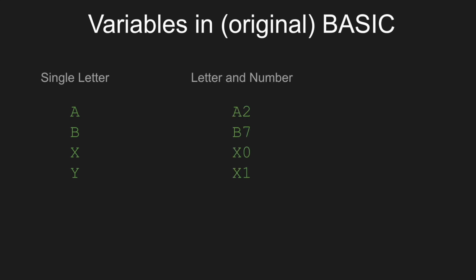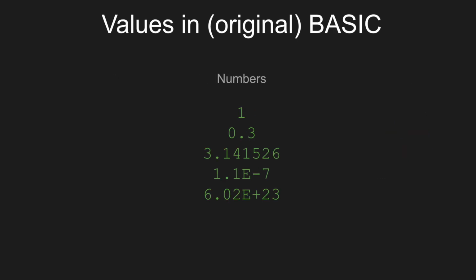And variable names in the original BASIC could be a single letter, or a letter and a single number between 0 and 9, and a variable could also be used to hold an array of values with either 1 or 2 dimensions. The values you could assign to these variables was originally limited to only numbers. These were assumed to be real or floating point values. BASIC also supports a scientific notation using E+ or E- to indicate the power of 10 to multiply by.